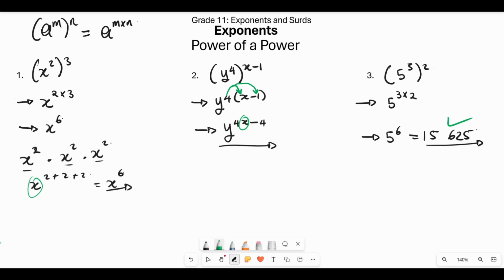Most of the time, they like to mix it with the power of a product, which will be the next lesson from this one.